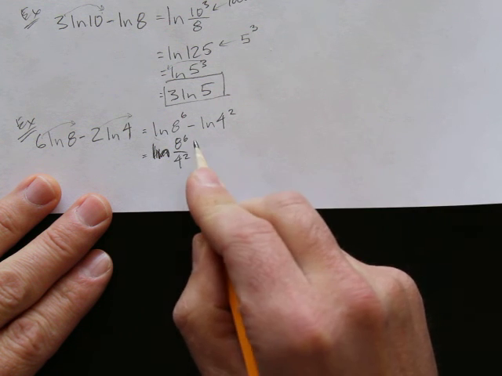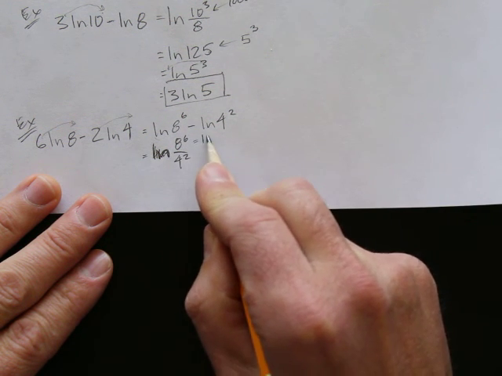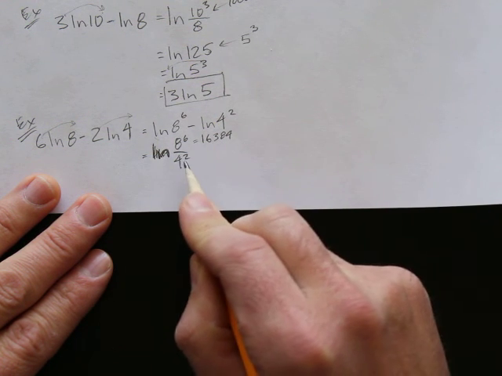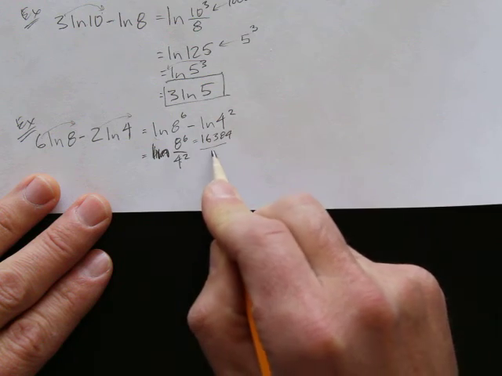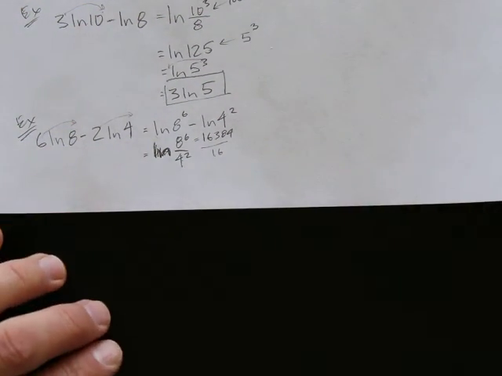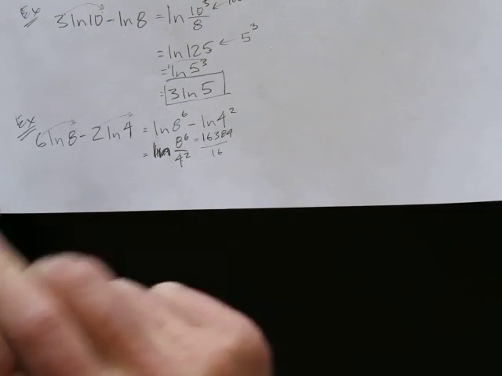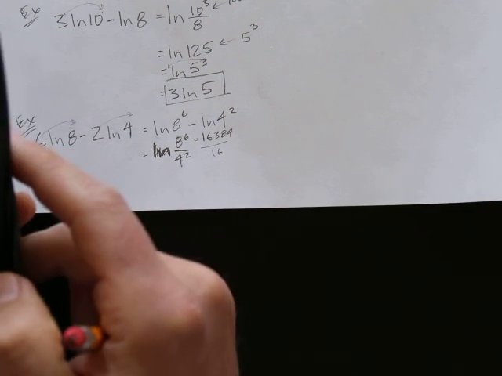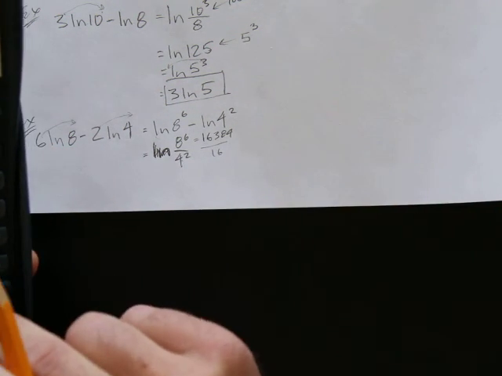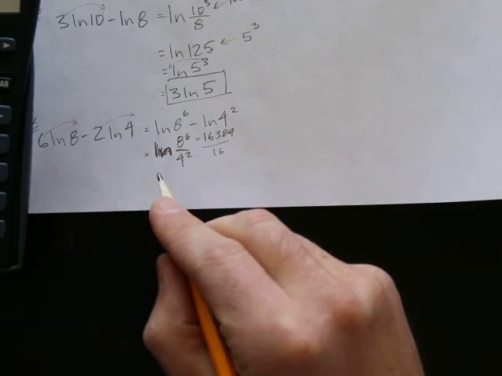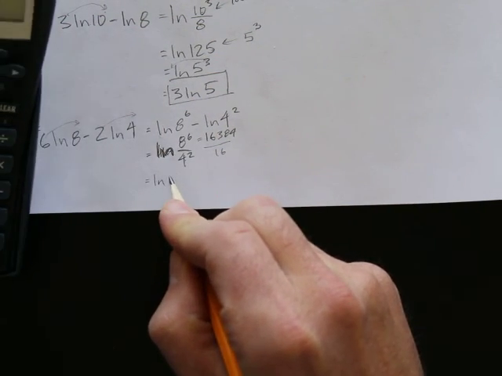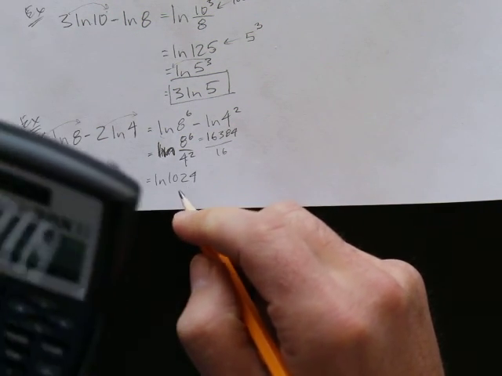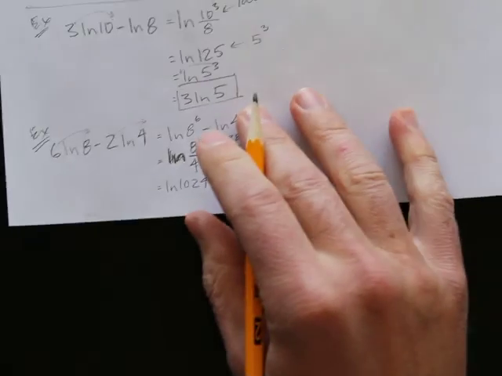Now, one thing you could do here is say 8 to the 6th power is 262,144 over 4 squared, which is 16, and divide all that out, which is 16,384. So that's natural log of 1024, which is 2 to the 14th power.